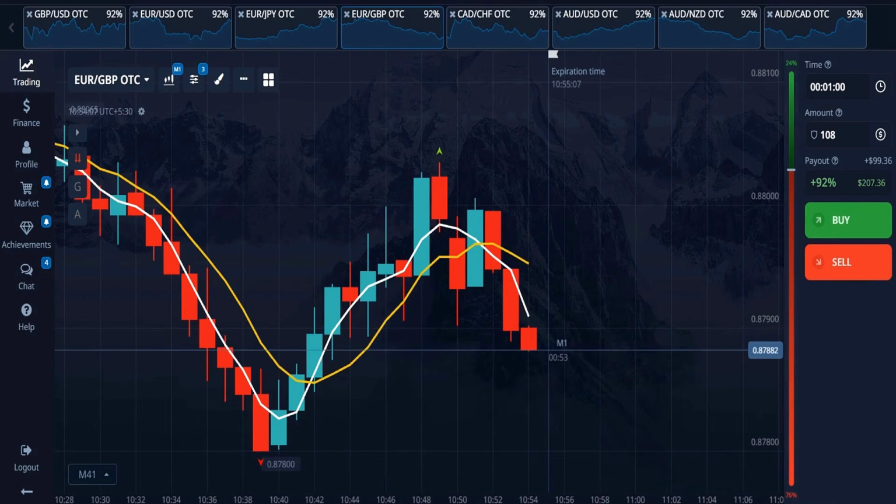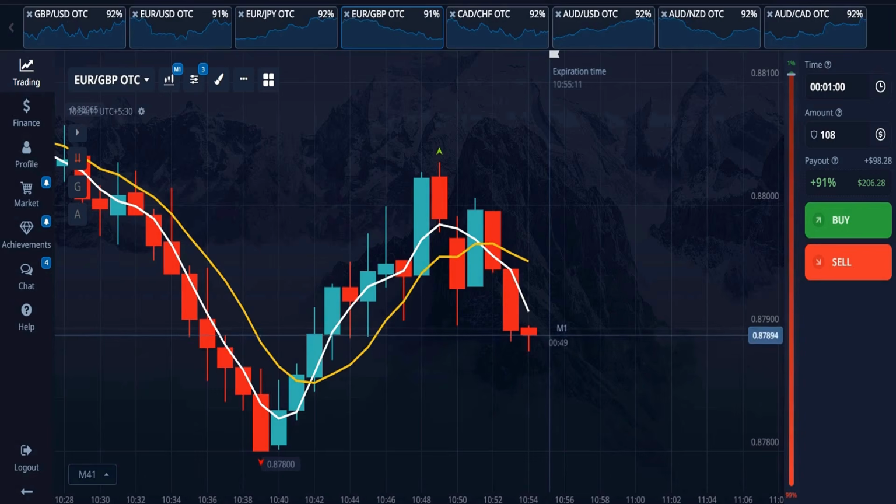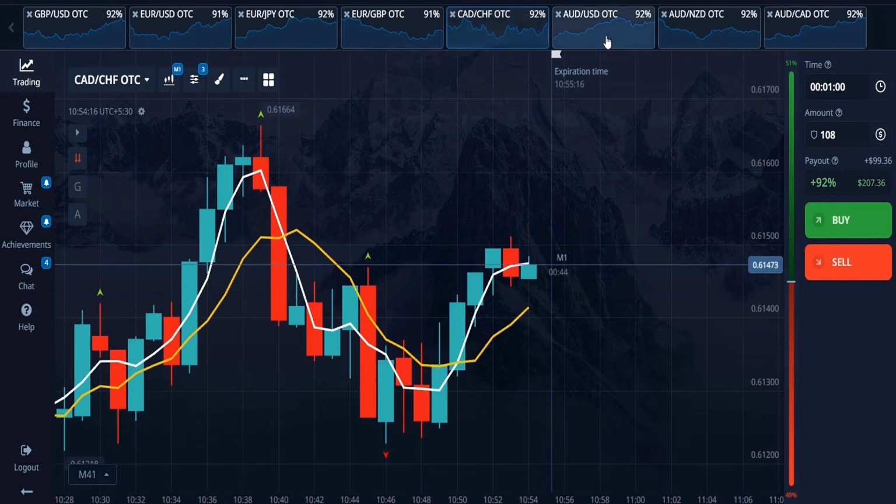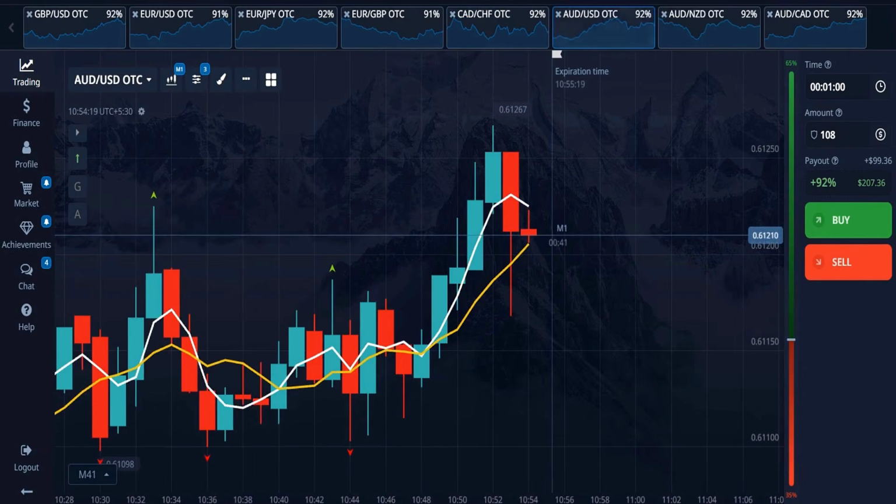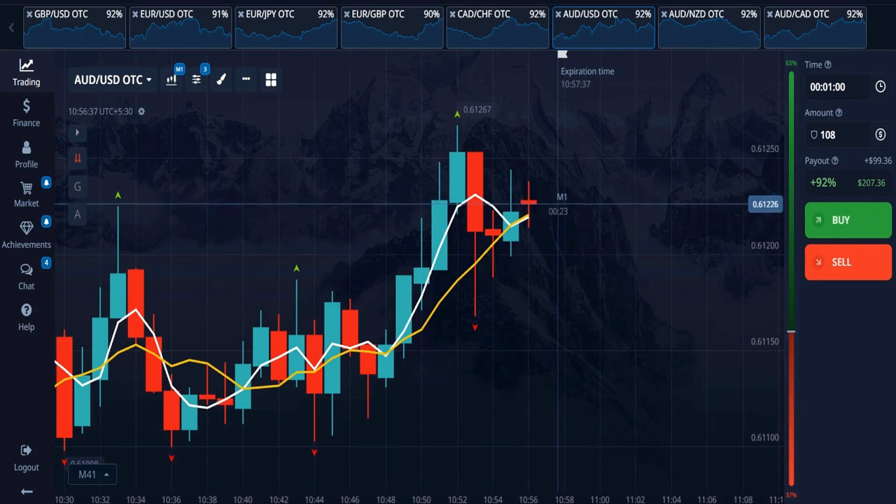For both setups, we'll use a 1-minute candle time frame and a 1-minute trade expiry. I'll explain the indicator settings and demonstrate everything step by step in live trades. Don't worry if it feels like a lot now. Seeing it in action will clear up any confusion.